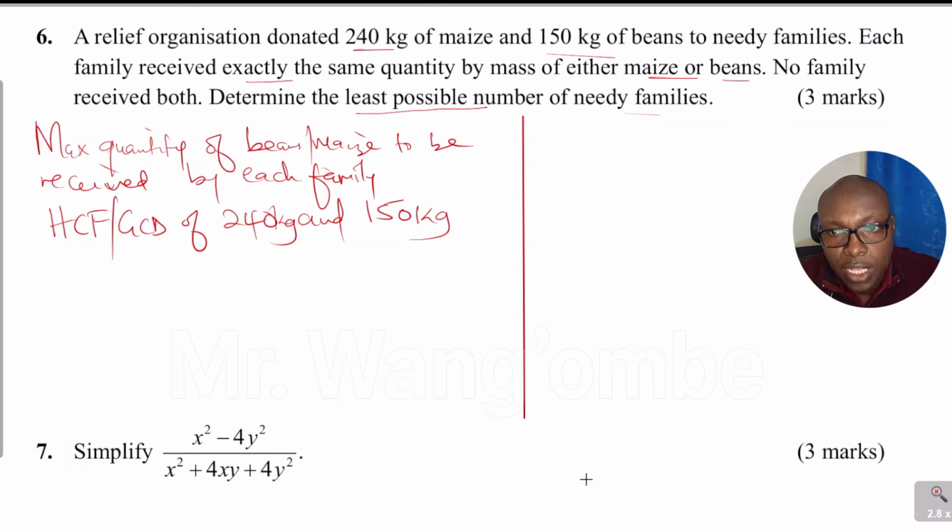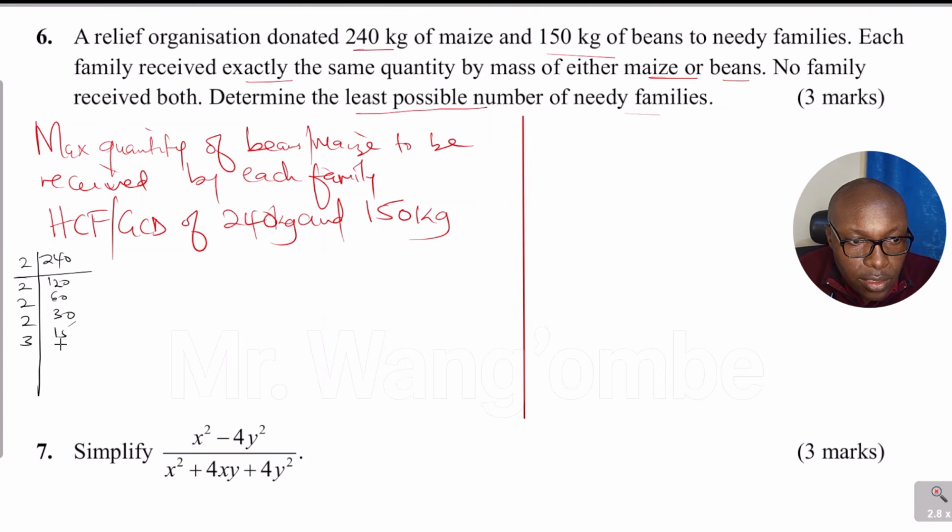Then the moment we get that, we will be able now to divide by the total number of maize and beans combined, that is in kg. We divide and then we get the least number of families. So we get the GCD. So 240, you can use the factor method. 240, we express this one in factor form. So 240, you have 2, this is 120, divided by 2, this will be 60, by 2, this will be 30, by 2, this will be 15, by 3, 5, then by 5, 1.